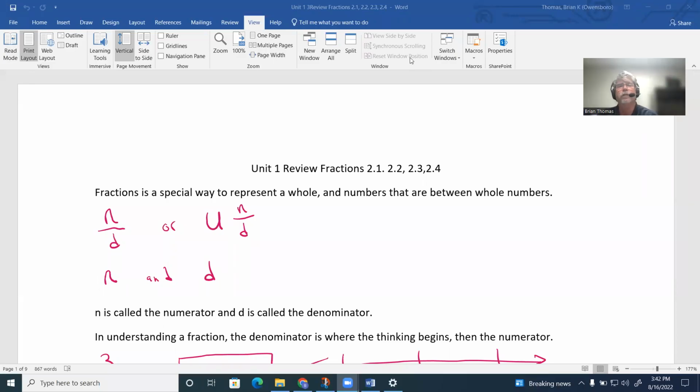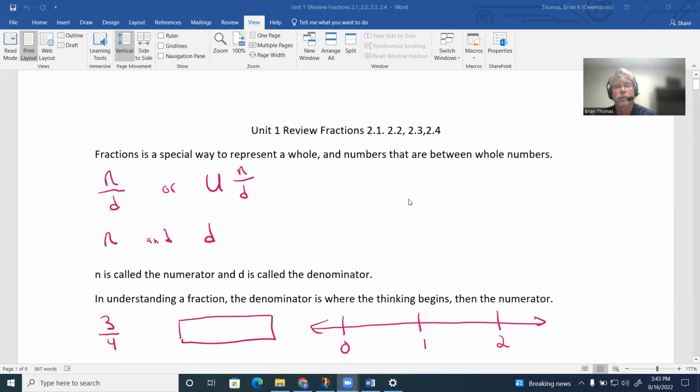So this lesson is going to focus a little bit more strictly on fractions. This is going to be out of your book, 2.1, 2.2, 2.3, and 2.4. As we said in an earlier lesson, a fraction is a special way to represent a whole number and also the numbers between the whole numbers.